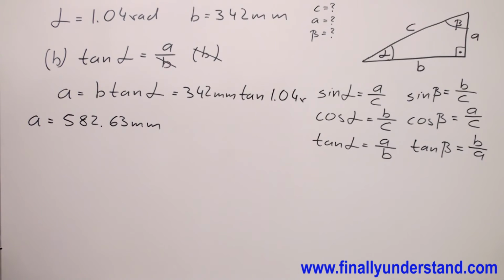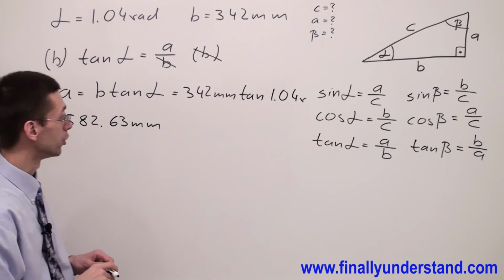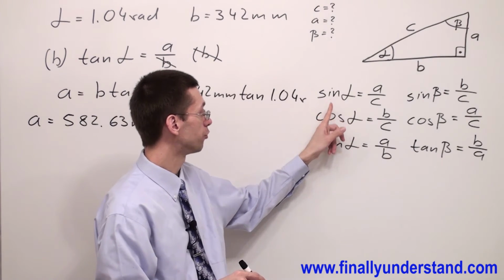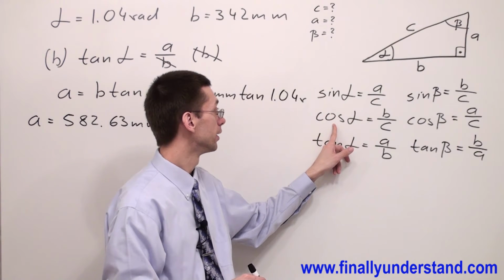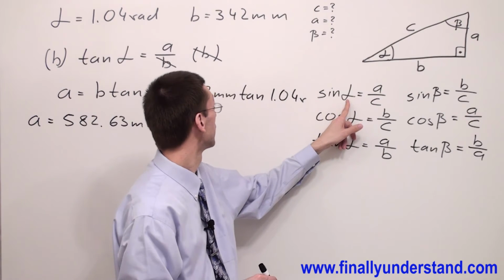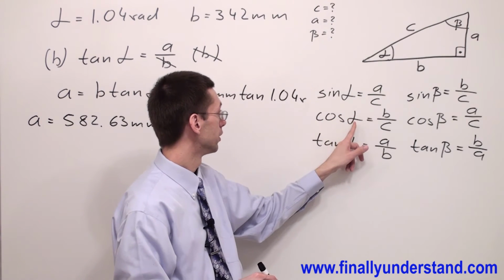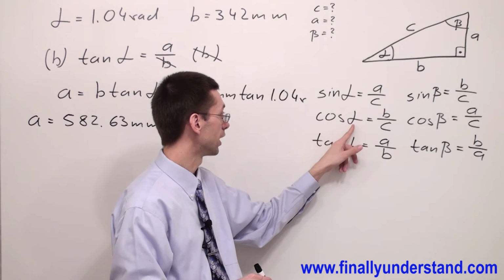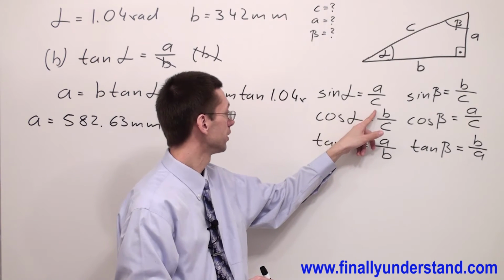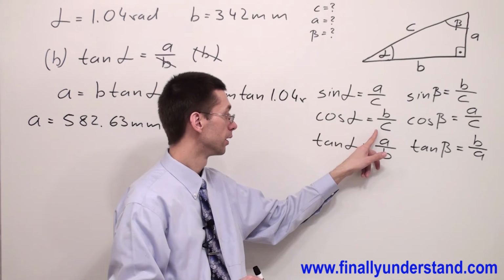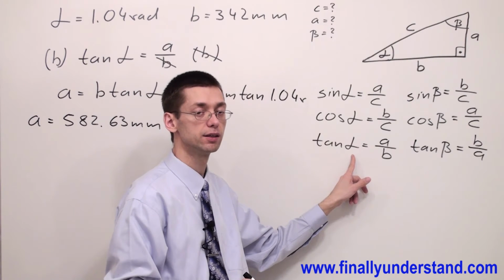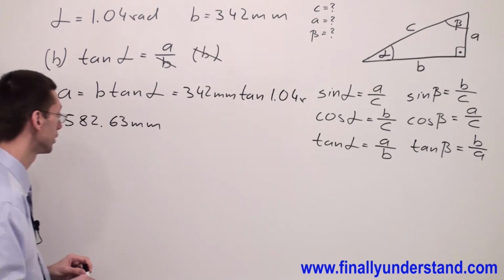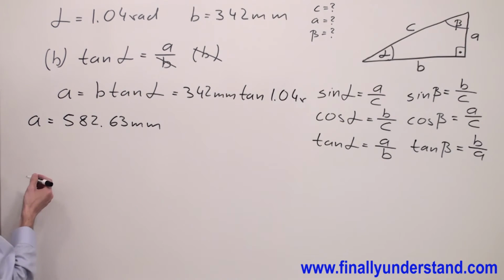In order to find the length of side C, you can use the formula for sine or for cosine. Why? Because alpha is given, A we just found, so we can find C. We can also use the cosine formula because alpha is given, B was given, and we can find C. Tangent doesn't contain C. That's why we cannot use this formula. We can also use the Pythagorean theorem. And this is basically what I'm going to use.